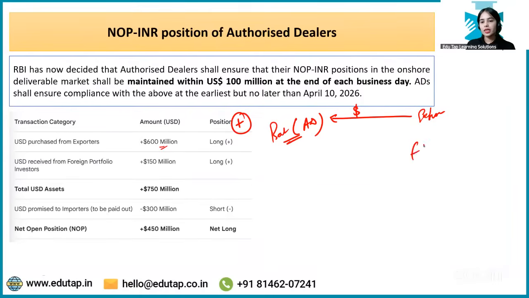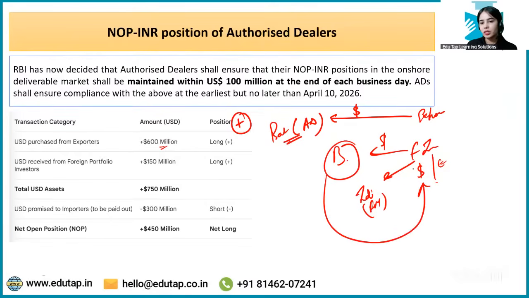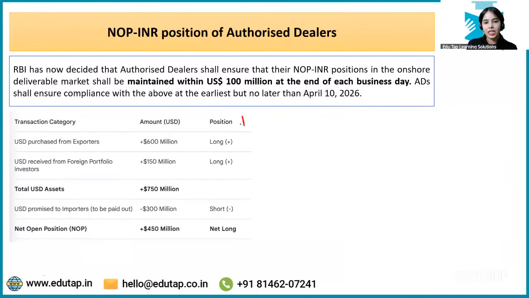Let's say the foreign investors want to invest in India. Can they invest in the financial market directly in dollars or euro? No. Basically, the foreign investors will sell their dollars to the bank. The bank will convert these dollars into rupees that can be invested in the Indian financial market. So US dollars have been received from the foreign portfolio investors. US dollars have been purchased from the exporters. How much is the total dollars that have been bought by the authorized dealer? $750 million. This is the total dollars that have been bought.